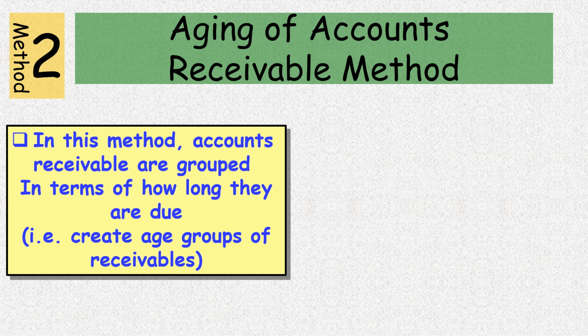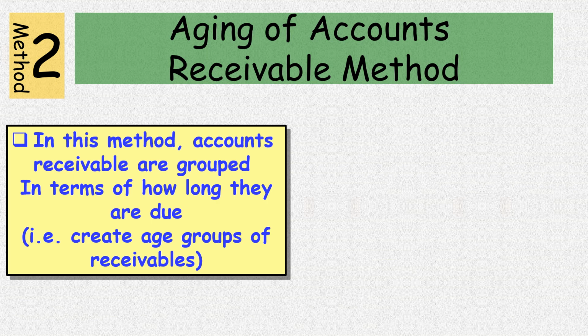One is the aging of account receivable method, and the other is the percentage of account receivables. So we will talk about the aging of account receivable method. In this method, the account receivables are grouped in terms of how long they are due. In other words, we are going to create age groups for the receivables.